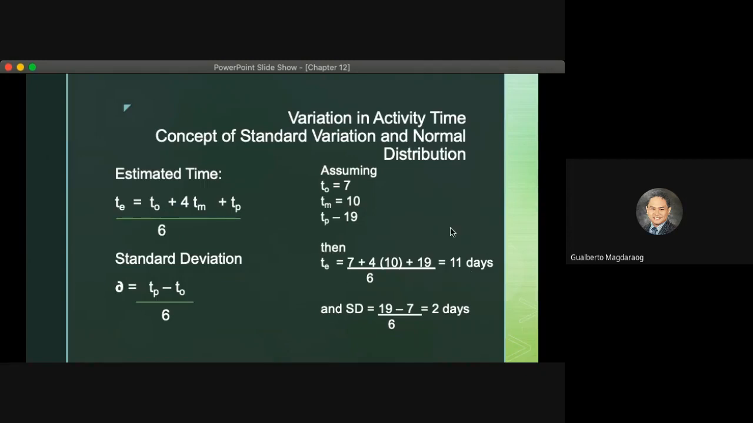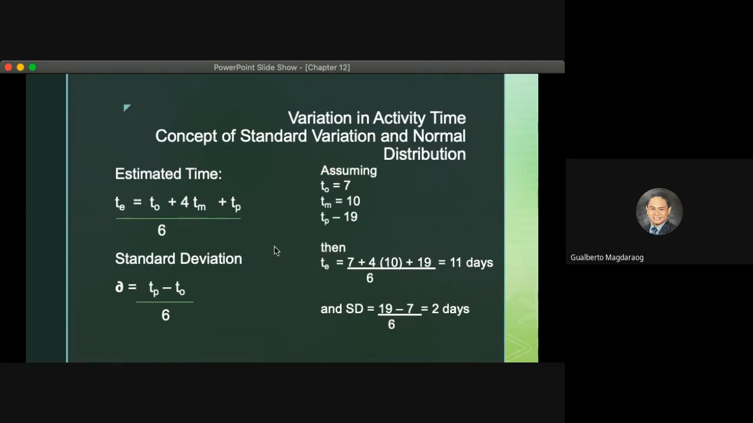Now, in the actual scenario, 11 days is still an estimate. That's why we call it estimated time. And since this is an estimate, there will be some variability in completing the event or the project within that period of 11 days. And therefore, we have to look for the standard variability or the standard deviation from 11 days.